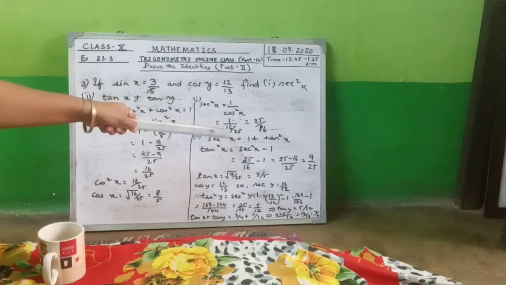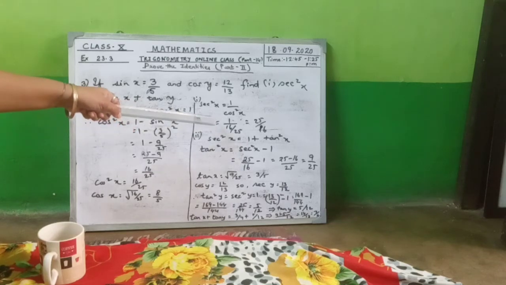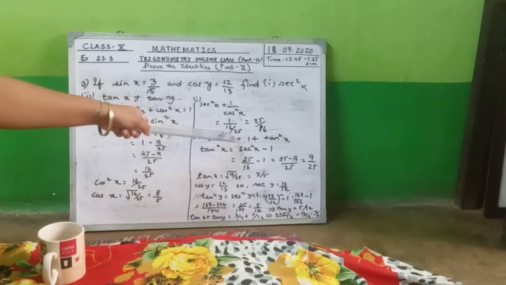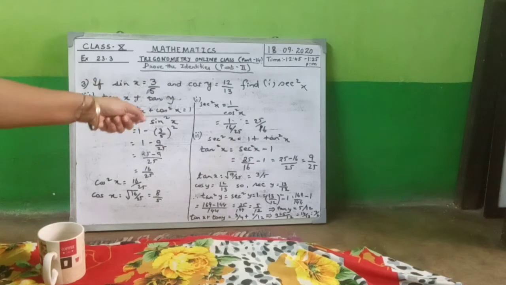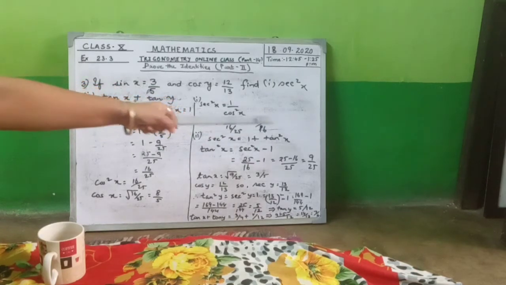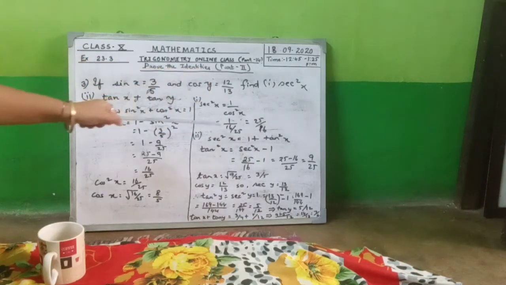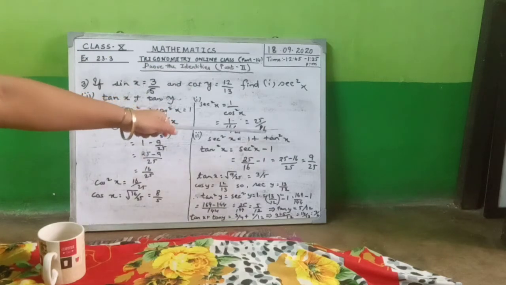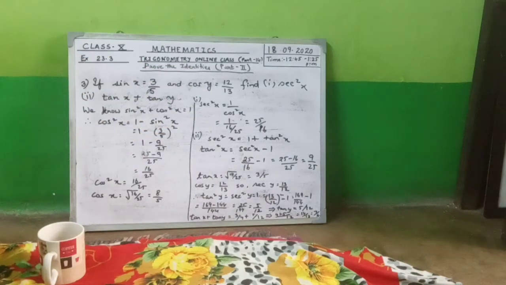1 by cos square x is equal to what? 1 by 16 by 25. Just turn it upside down, it is 25 by 16. So we got the first answer, sec square x is equal to 25 by 16. Next part, tan x plus tan y.